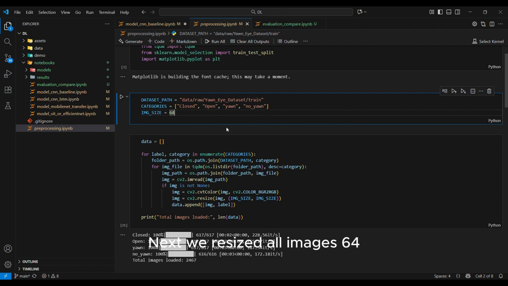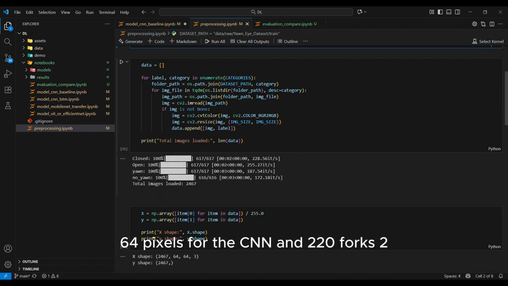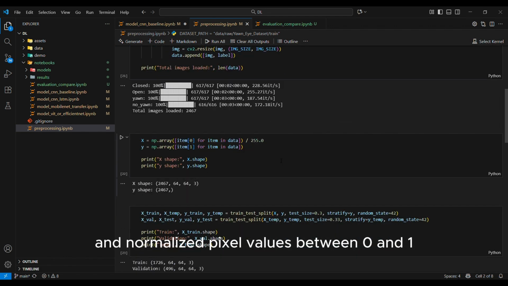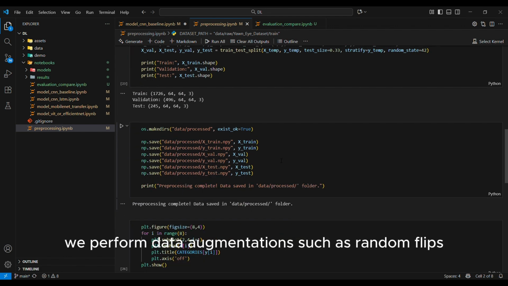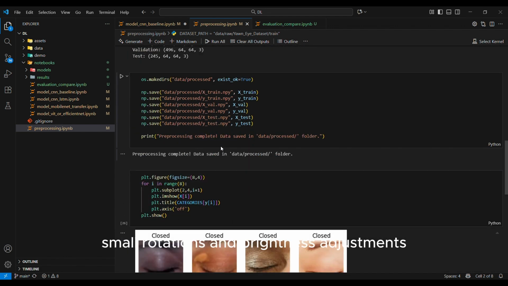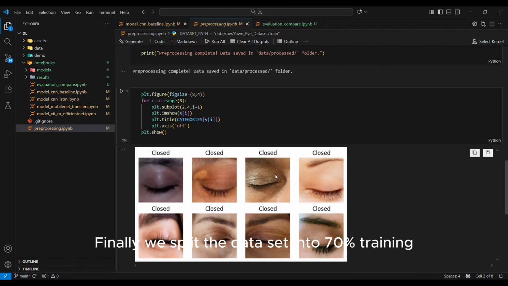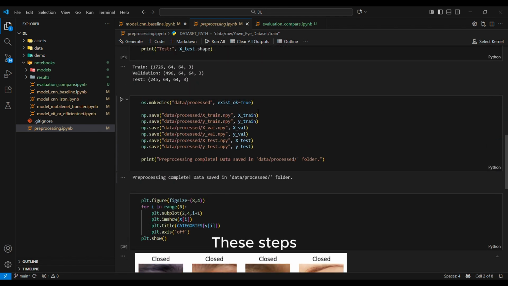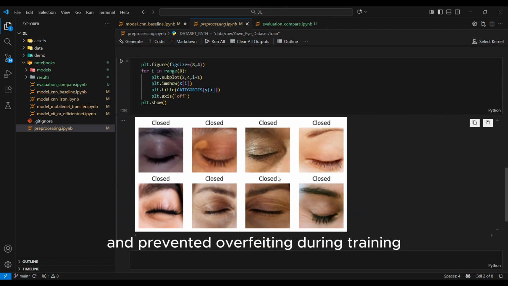Next, we resized all images, 64 pixels for the CNN and 224x224 for transfer learning models, and normalized pixel values between 0 and 1. To increase diversity, we performed data augmentation such as random flips, small rotations, and brightness adjustments. Finally, we split the dataset into 70% training, 20% validation, and 10% testing, ensuring balanced class distribution. These steps prepared the data for stable model performance and prevented overfitting during training.